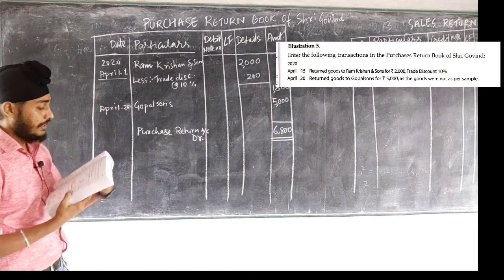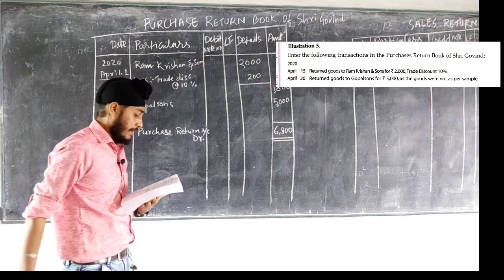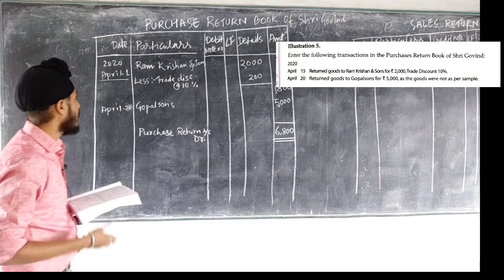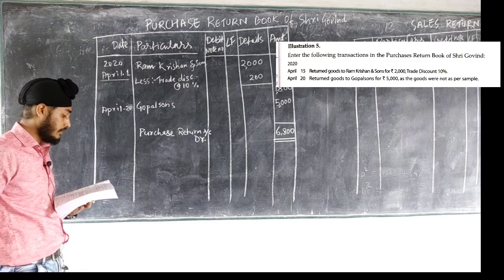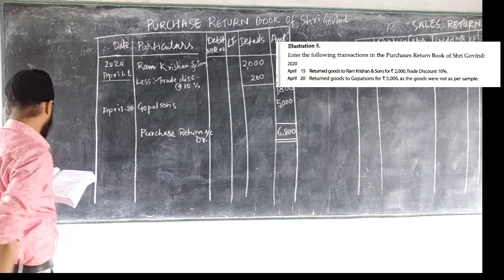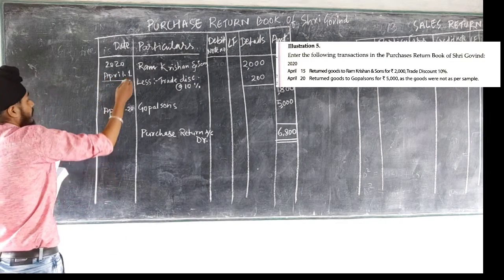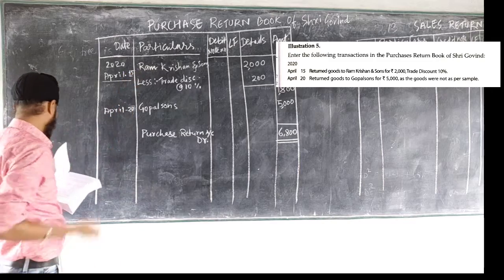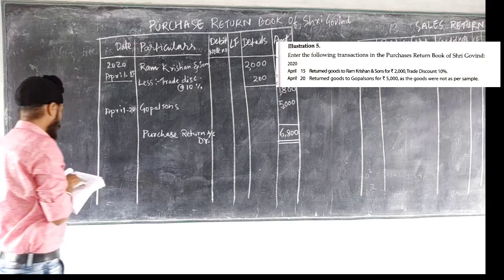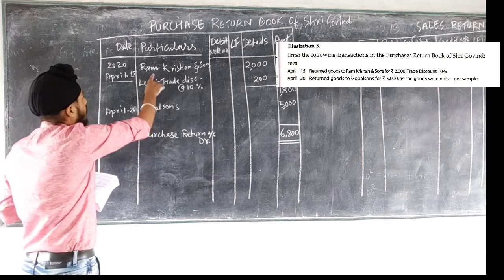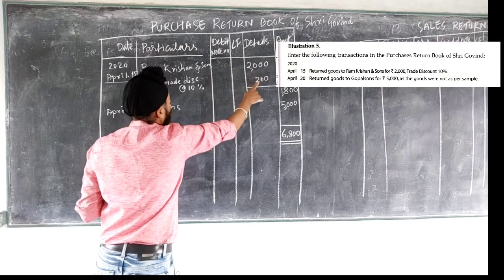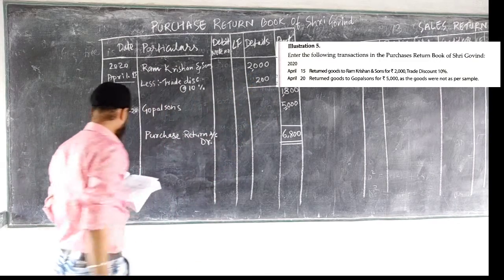2020 April 15, return goods to Ram Krishan and Sons for 2000, trade discount 10%. So to Ram Krishan we have returned goods. We'll write the date 2020 April 15. So what is the transaction? Ram Krishan and Sons, we will write here 2000 goods were returned, less trade discount. 10% of 2000 is 200, so after deducting we will get 1800.